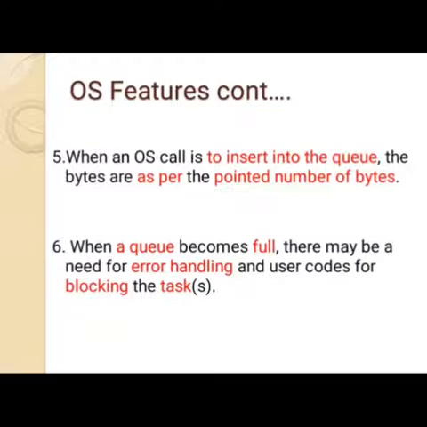The sixth one, when the queue becomes full, there should be error handling and user codes for blocking the task. That means when the queue is full, it is necessary to have error handling and user codes for blocking the task. So these are some of the main important OS features.